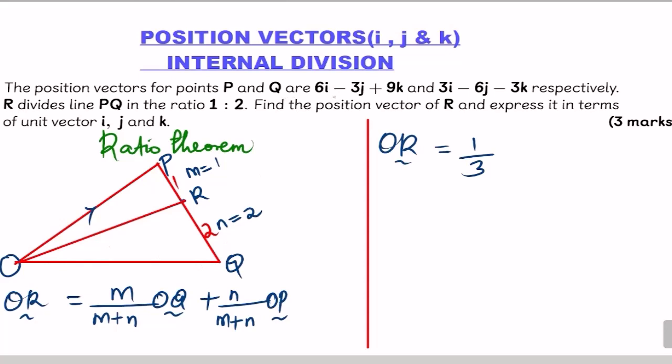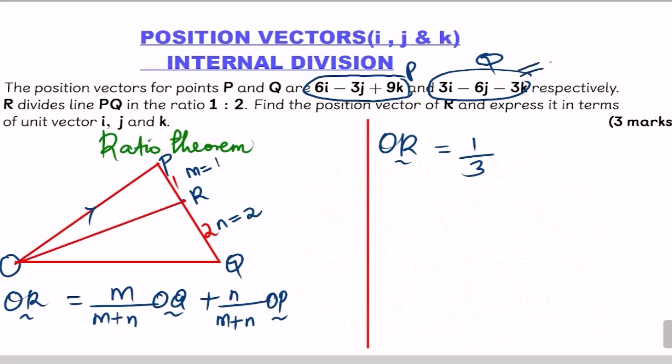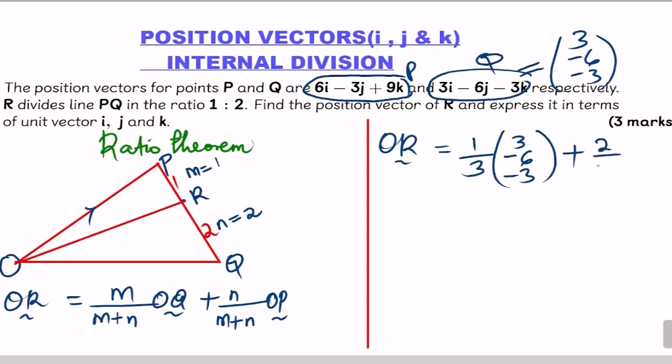We're going to write OQ in the form of a column vector. Remember that this is Q, this one is P. So Q written as a column vector will be 3, negative 6, negative 3, and we multiply it by that. Then plus n, which is 2, divided by the sum m plus n, which is 3, multiplied by OP. The column vector OP will be 6, negative 3, 9.